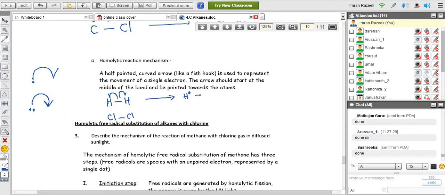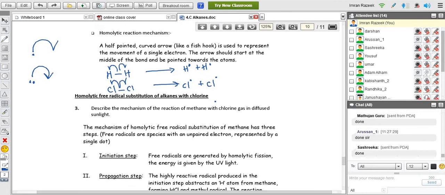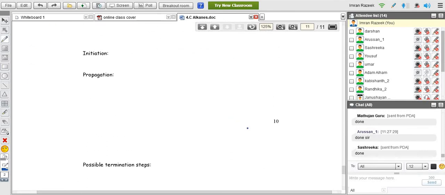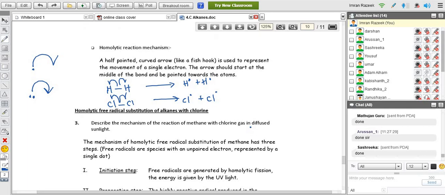This results in atoms, because each atom takes its own electron from the covalent bond. That basically gives rise to free radicals. Free radicals are neutral atoms. The neutral atoms produced by homolytic bond fission are referred to as free radicals. I think we discussed this before under the basic explanation of organic chemistry. So a half-pointed curved arrow, like a fishhook, is used to represent the movement of a single electron. The arrow should start at the middle of the bond and point towards the atom. Please copy this.